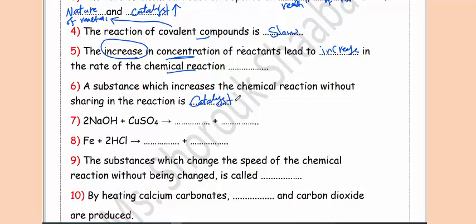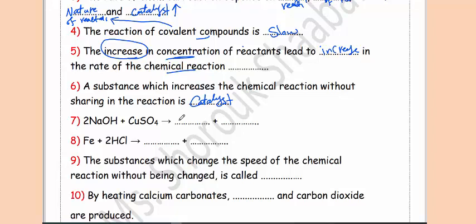By the way, لو قال في question substance increase the rate of chemical reaction in the biological system, if he mentioned the biological system, then the answer will not be catalyst, it will be enzyme. Okay, so the difference between catalyst and enzyme, that in the enzyme he will mention that the reaction happened in biological systems.